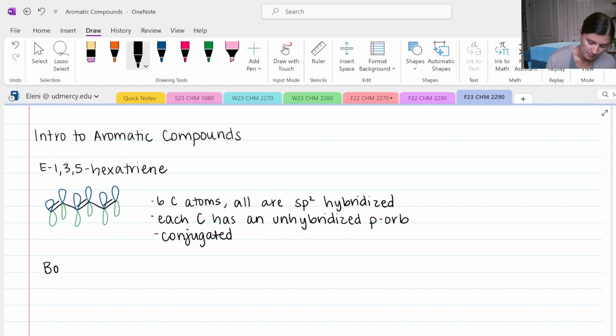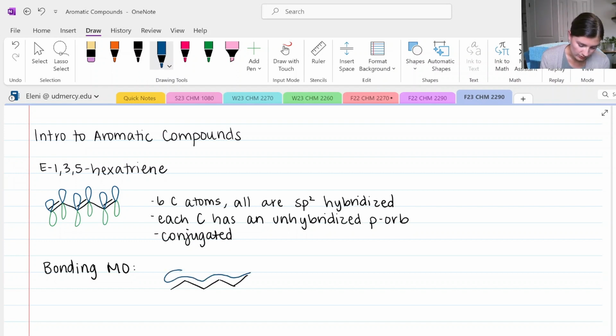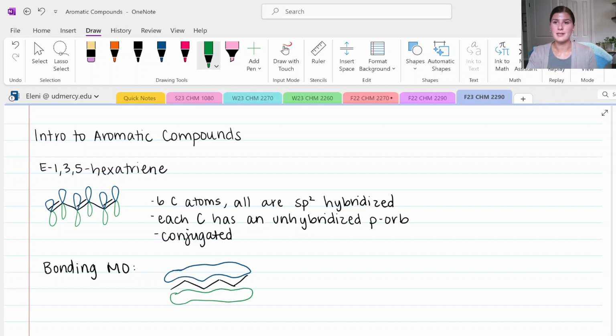And we can draw in that bonding molecular orbital. The lowest energy molecular orbital has all p orbitals overlapping across the entire molecule. So all of the electrons that are in pi bonds, there are 6 electrons in pi bonds, they can resonate across the full molecule. That's very stabilizing for a molecule, which we've talked about in previous videos. But this molecule is not aromatic.